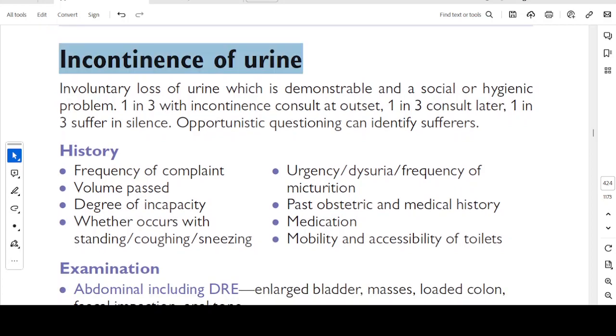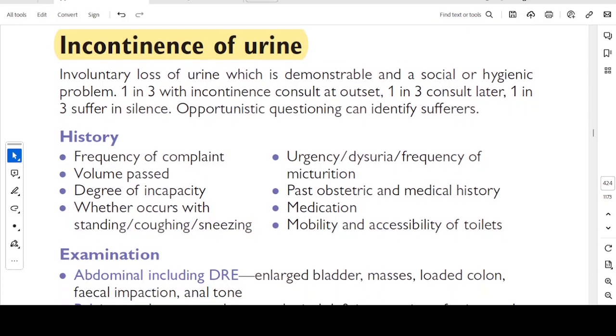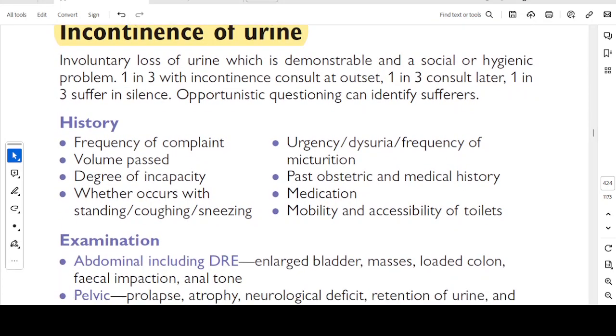Incontinence of urine, page number 424. Involuntary loss of urine which is demonstrable, and a social or hygienic problem. 1 in 3 with incontinence consult at the outset, 1 in 3 consult later, 1 in 3 suffer in silence. Opportunistic questioning can identify sufferers.